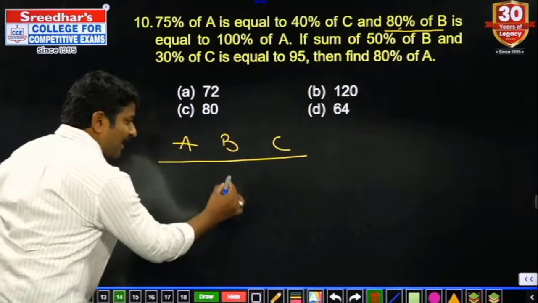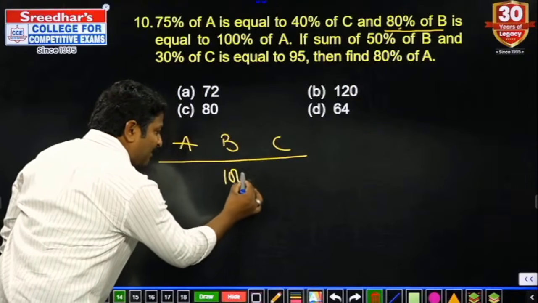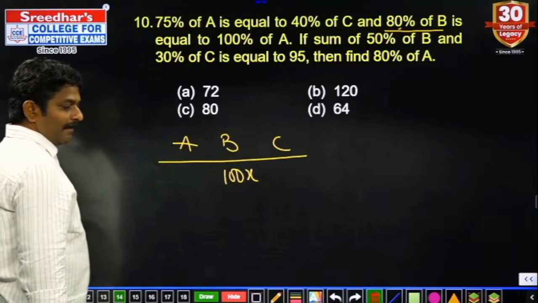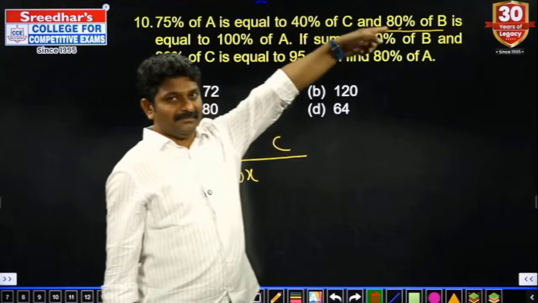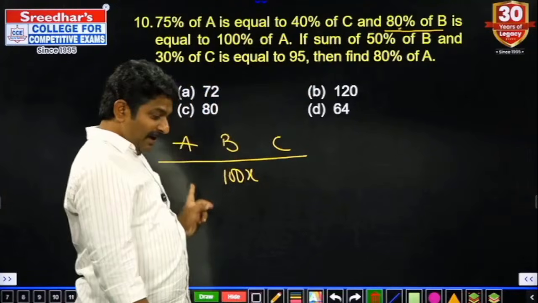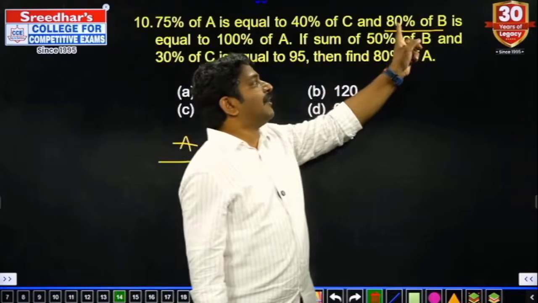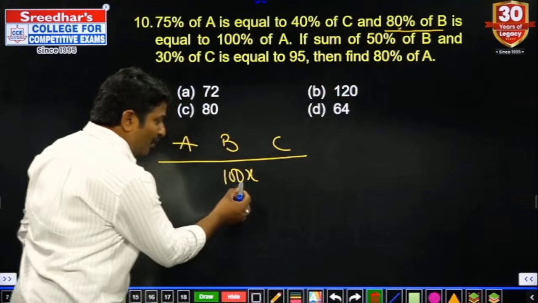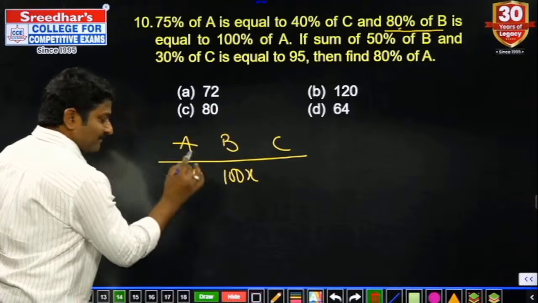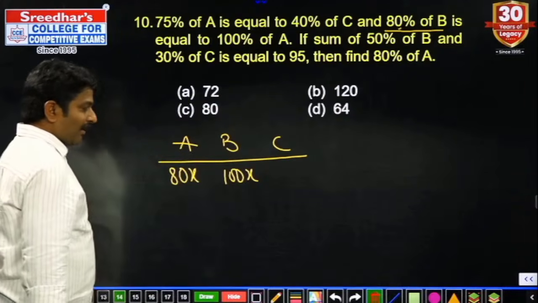So I'll start with B as 100x, because A depends on B. 100% of A is equal to 80% of B. Out of this, 80% is 80x. Understood this?